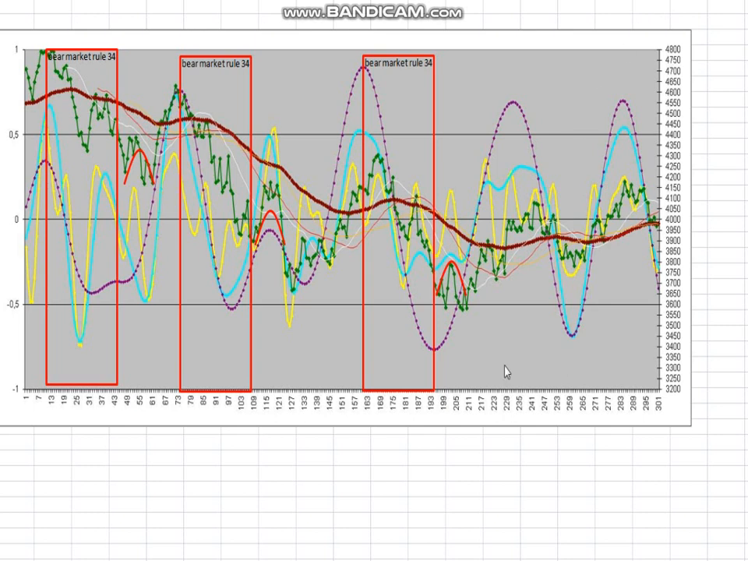JB Cycles again here with part 2 of finding lows, market lows using wavelets. Well, I thought I'll show you some more examples. Here we have the bear market, and I told about bear market rules, 34 trading days.